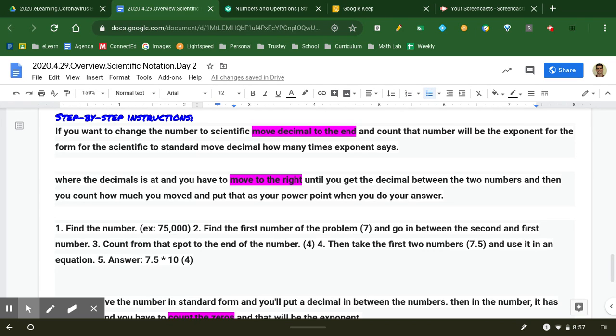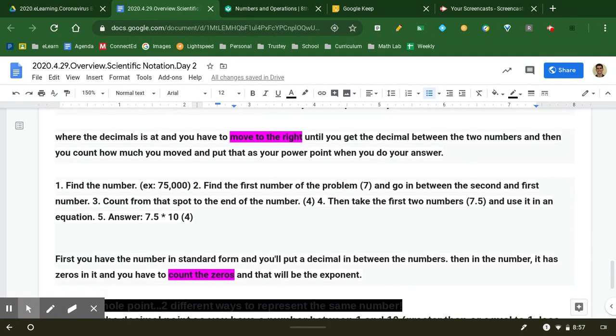The next set of instructions, where the decimal's at, and you have to move it to the right. Well, sometimes it moves to the right, sometimes it moves to the left. I don't really want us to focus on right or left. I want you to focus on huge or tiny, because that's going to tell us, is it a great big amount, positive exponent? Is it a tiny, tiny portion? That would be the negative exponent. But I like the fact they also put the decimal between two numbers, count how much you moved, put that as the power, as the exponent.